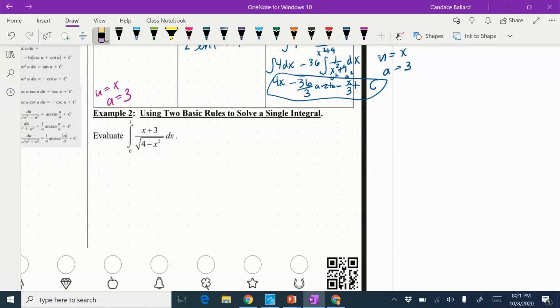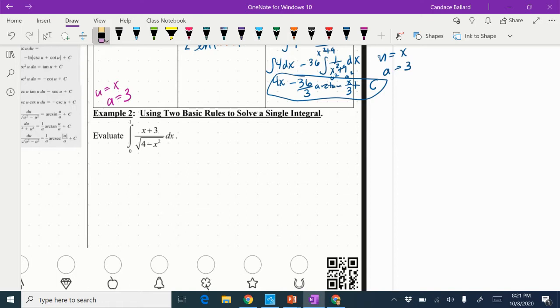So we're going to continue our work in our Unit 6 review here. In this example 2, we are going to use two basic rules to solve a single integral. When you see something like this, it sort of looks like one of our arc rules. It looks kind of like an arcsine, but we're not quite there yet because we have that extra x in the numerator, and it also kind of looks like a u substitution. So I'm actually going to end up using both of those rules when I do this one.